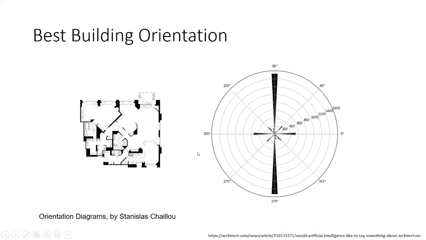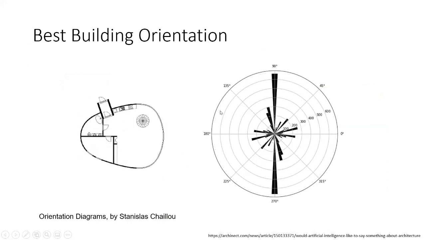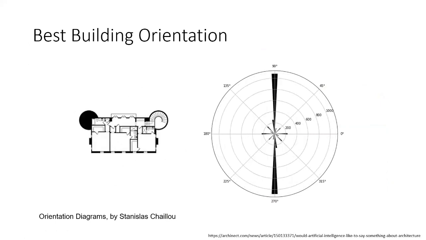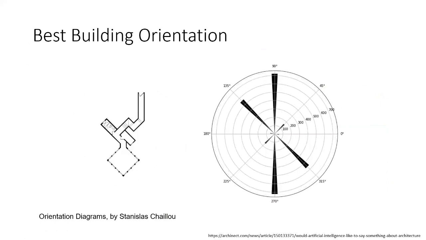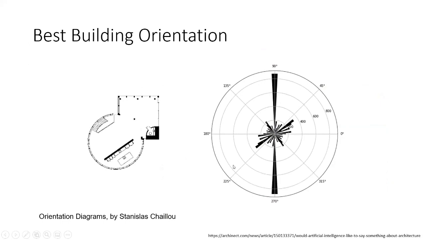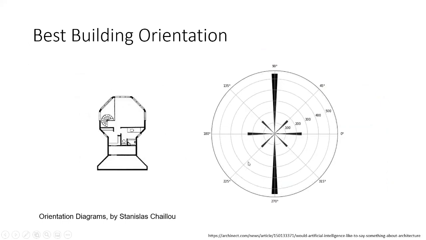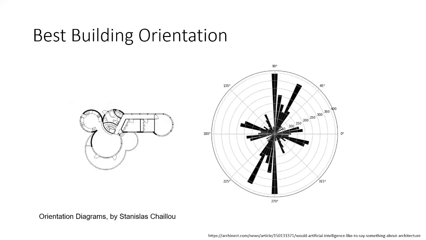In this other example, we are seeing the best building orientation we can get with the use of artificial intelligence and machine learning, the best suitable orientation for a particular site. The model will recommend, and then we can select the best recommendations.